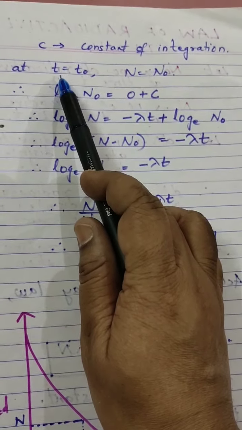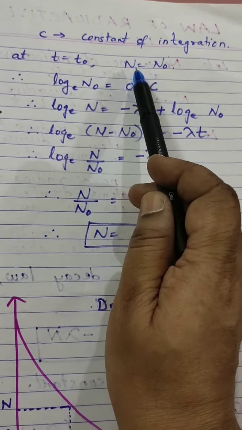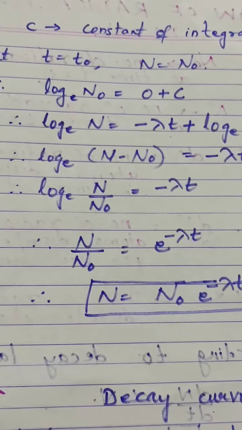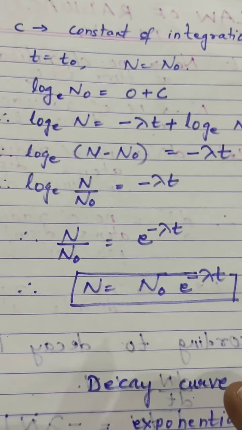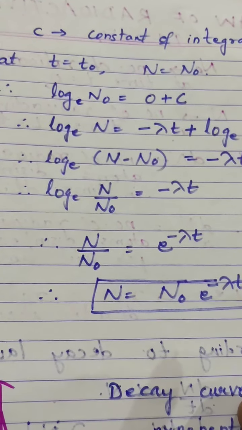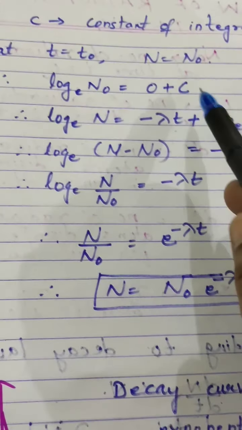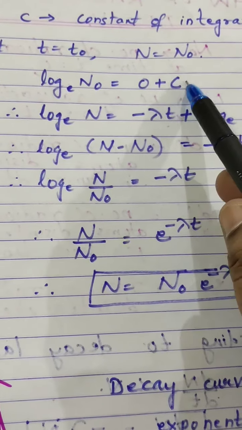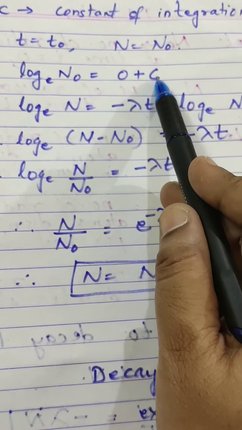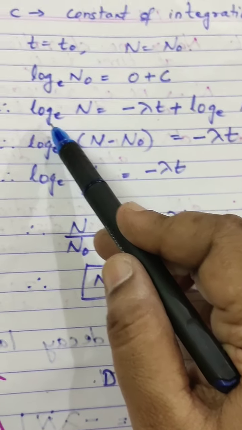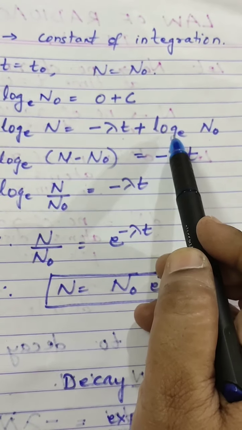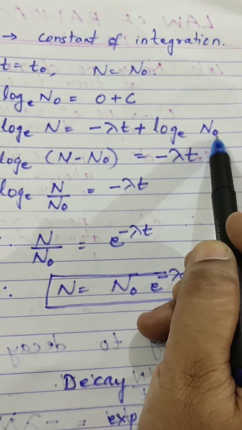As our mathematical process goes on, we have to find the value of this constant of integration. We say that at time t equal to 0, let N be equal to N0. This means at zero time, N0 is the number of radioactive atoms. So putting in the earlier equation, we have log to the base e of N0 is equal to 0 plus c, thereby giving c equal to log to the base e of N0. Substituting the value of c in the earlier equation, we have log to the base e of N is equal to minus lambda t plus log to the base e of N0.